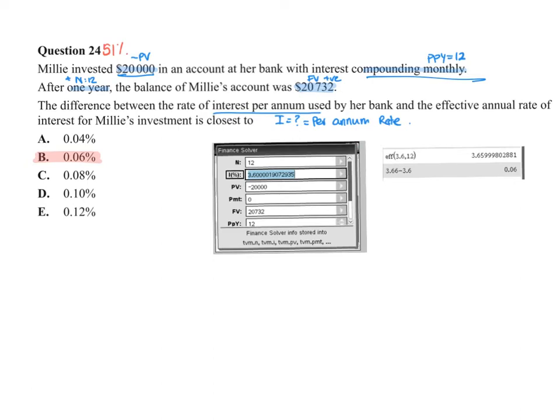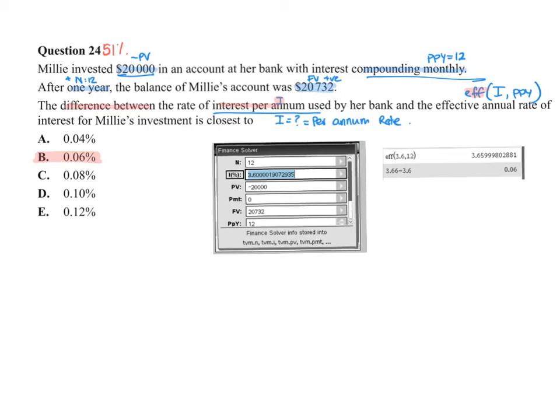The difference between the interest rate per annum, so remember that is I in Finance Solver, and the effective annual rate. So when we do effective interest rate, we actually do I, comma, the PPY. So the rate per annum, comma, PPY. So they want the difference. So we've got to be really careful and look at what they want. They want the difference between this I and the effective interest rate. So we've got to go out and find what that is.